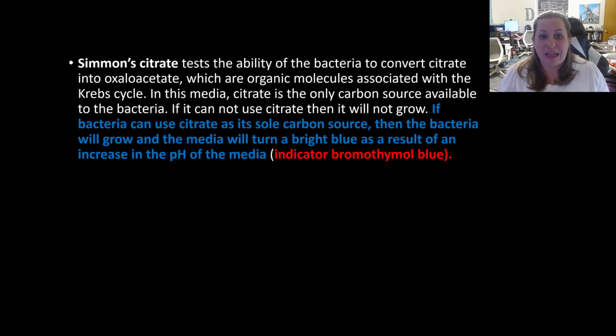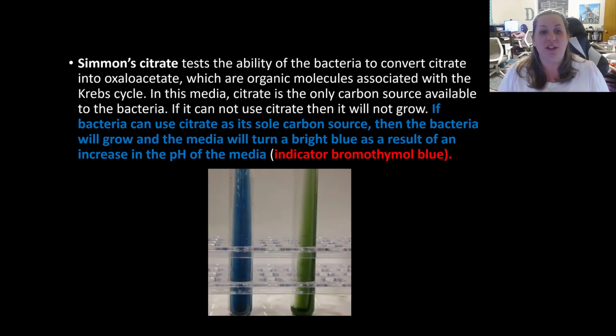This is because the indicator is a blue color. It's going to look for that pH change. And so it starts out as kind of a greenish color. That's going to be our negative test, but positive is where it turns this really bright blue color. So again, this is where color coding your notes can be helpful, because if you know the green is negative and the blue is positive.